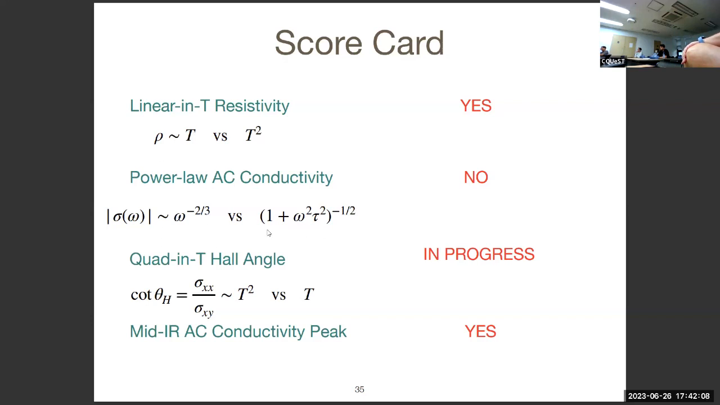And what about the rest of it? As far as I know in cuprates, this is always also seen. This power law in DC conductivity is also always seen. This Hall conductivity in cuprates is also always seen. And this mid-IR peak is also always seen in the cuprates. All these phenomena always appear together. In fact, this is an incomplete list. There's a number of other phenomena that I believe are always observed. I only put these because they are the important ones that people tend to mention.